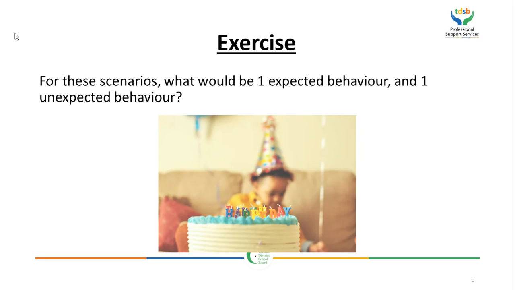For example, this picture shows a child at a birthday party. One expected behavior might be that the child is smiling and singing happy birthday to the birthday boy with all their friends. One unexpected behavior might be that the child has a tantrum and starts screaming that they want a present too when the birthday boy opens his presents. Now you try.